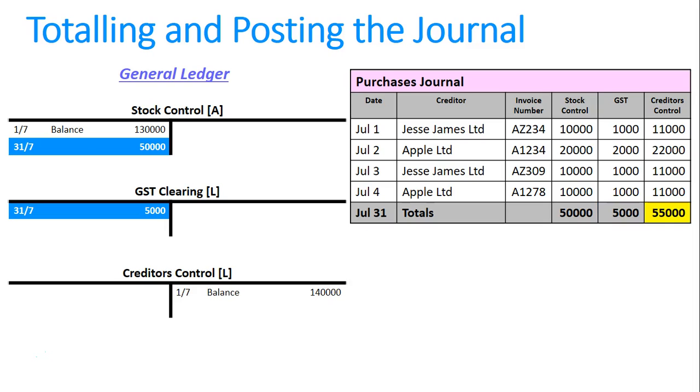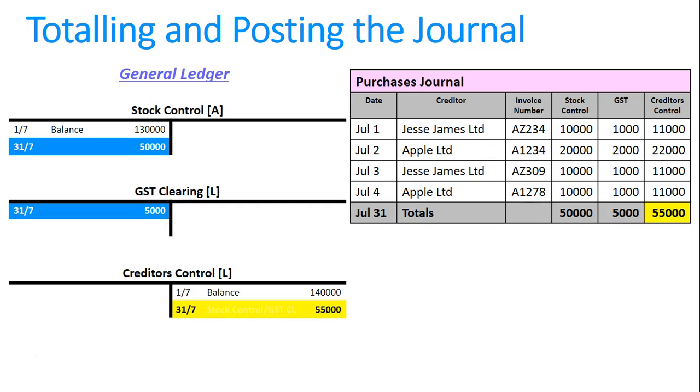And lastly, let's go to the creditors control ledger. Let's assume we've got an opening balance in creditors of $140,000. That information again wasn't given. We're just putting a figure in there so it looks complete. We now need to increase that by $55,000. When we increase a liability, that becomes a credit.